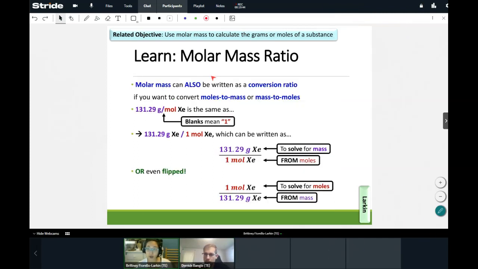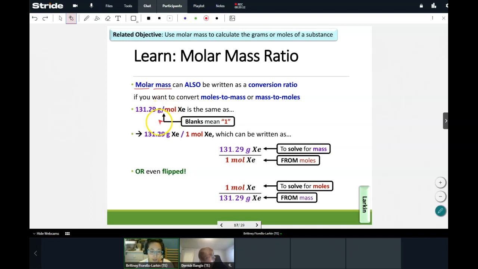Perfect. Okay, so far we've been converting from moles to moles, right? But now we can actually also convert from moles to mass, or mass to moles, the reverse, by using molar mass. And the reason why is because molar mass includes both moles, hence the word molar, and mass, hence the word mass, all right? So this can actually be written as a conversion ratio or as a fraction as well. Take a look here. We just learned that the molar mass of xenon is 131.29 grams per mole.